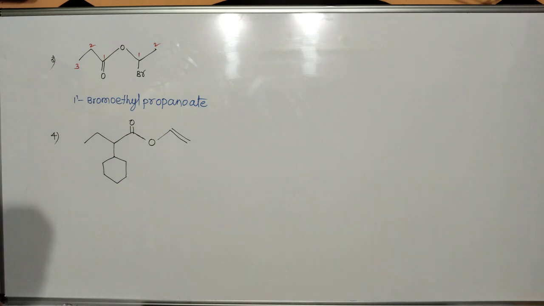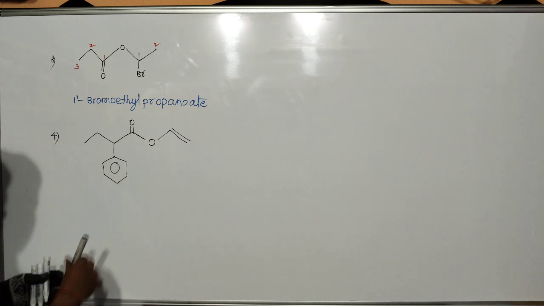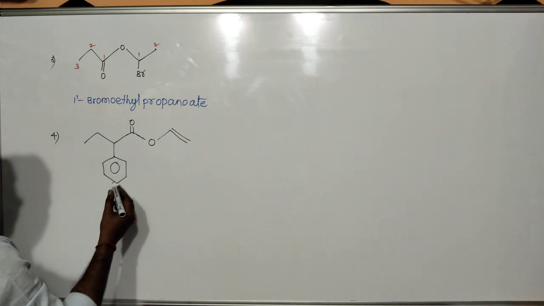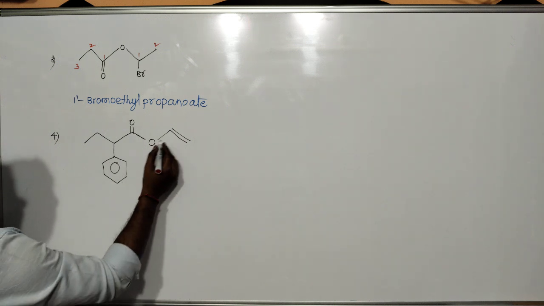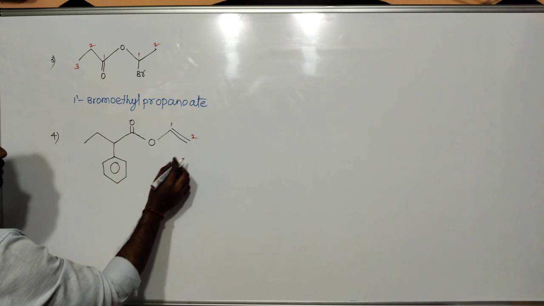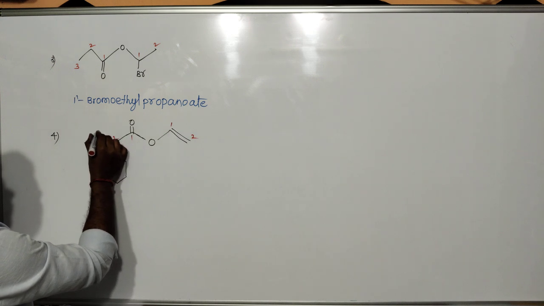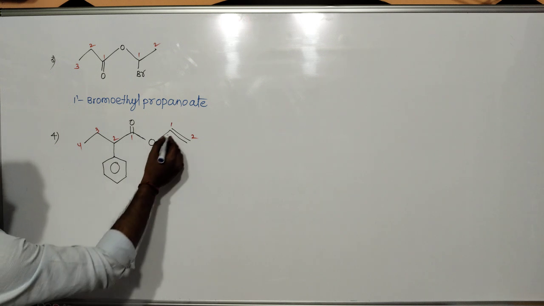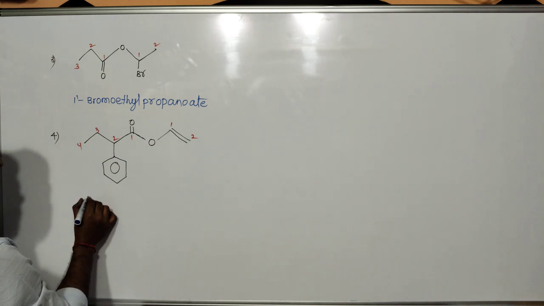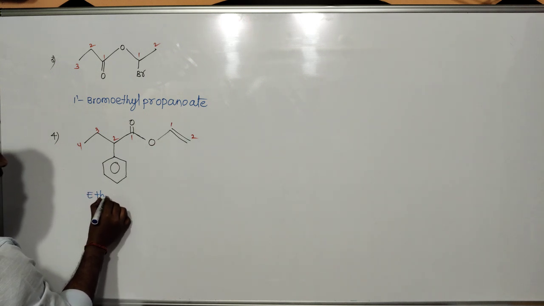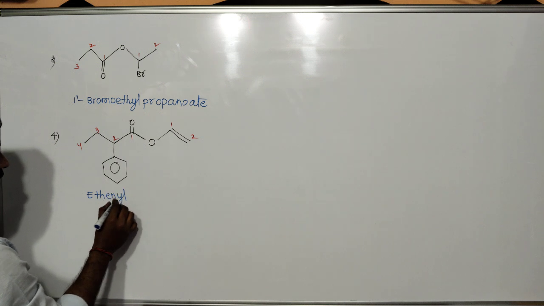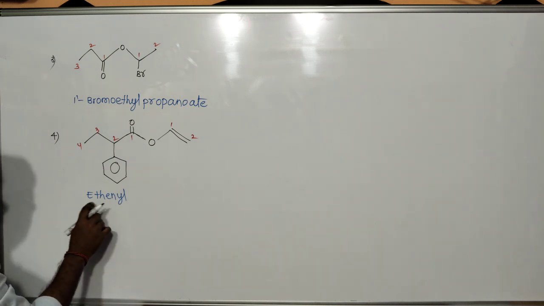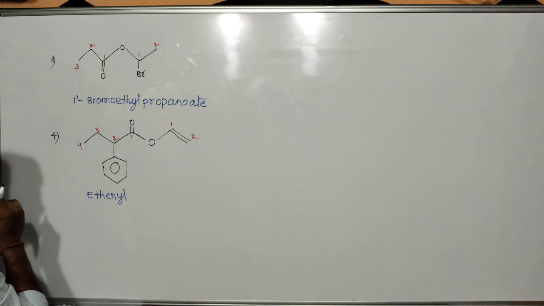For this example, count the number of carbon atoms in substituent 1 and 2. In the parent chain, 1, 2, 3, 4. The parent chain contains the functional group. Your group substituent name is ethynyl: eth plus ene plus yl, so ethynyl.